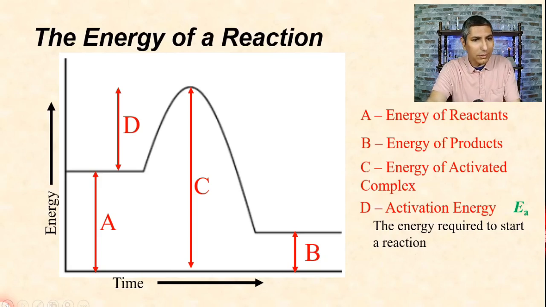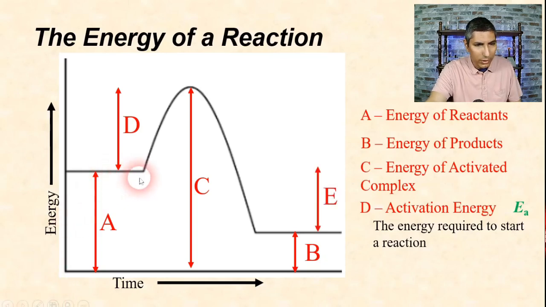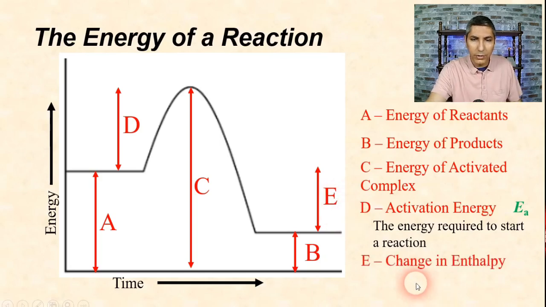Now, the last part of this plot that I want you to be aware of is the distance between the starting point and the ending point. So it's basically the net change that's taking place over the course of the reaction. And I have this labeled as E, and that is called the change in enthalpy. Change in enthalpy. Now, we abbreviate this as delta H.